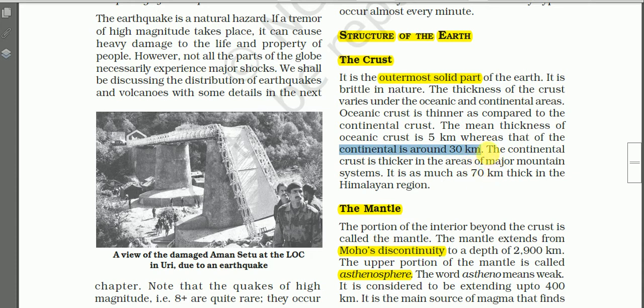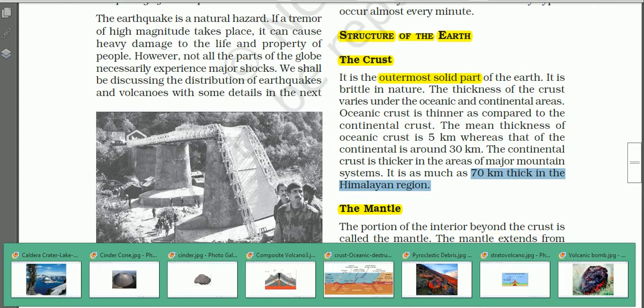And the continental crust is thicker in the areas of major mountain systems, and it is as much as 70 kilometers thick in the Himalayan region. So the Himalayan mountain system, one of the highest mountain systems of the world, and here the thickness of the crust has reached 70 kilometers. Now let us see that diagram.